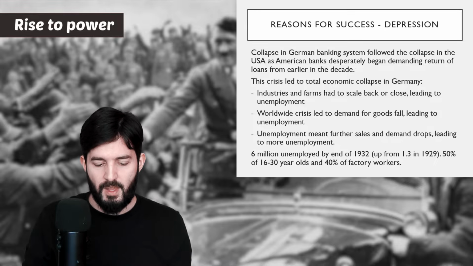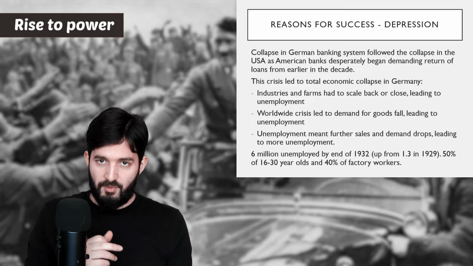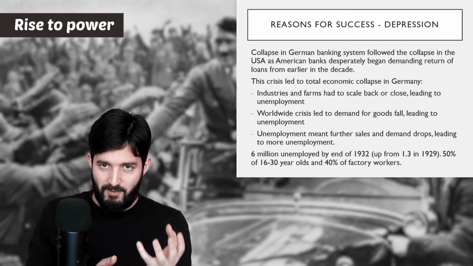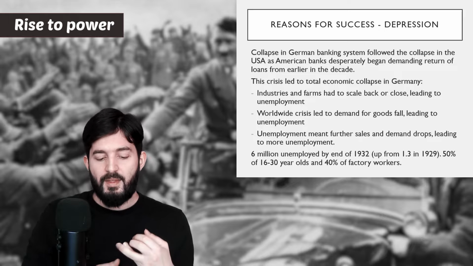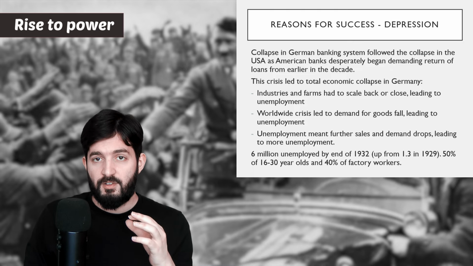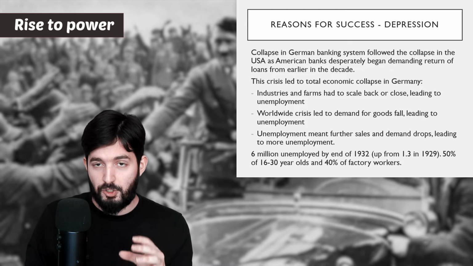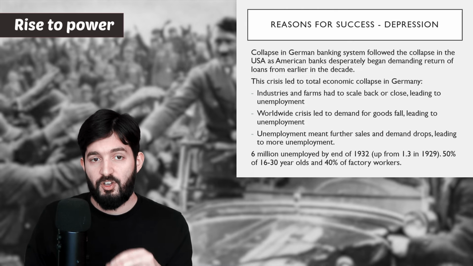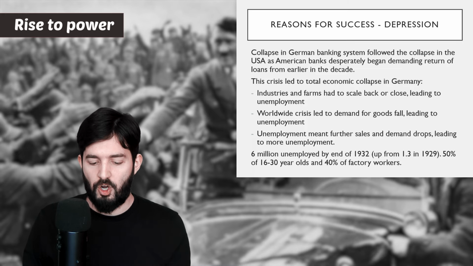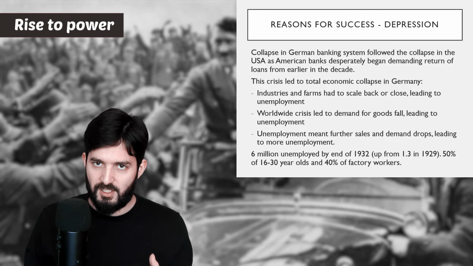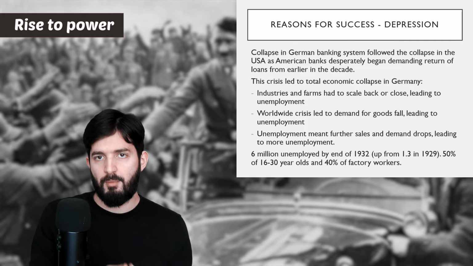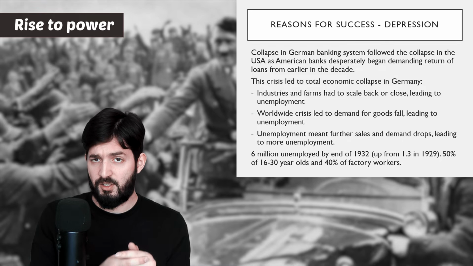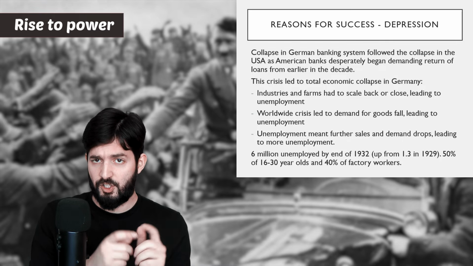So more unemployment. Because you've got unemployment from these two issues, farms and industry scaling back plus worldwide demand for goods dropping, that unemployment means there's an even greater reduction in the sales of goods, and demand for goods internally within Germany drops, which then creates, you guessed it, more unemployment. So you have this vicious cycle where unemployment creates more unemployment, because the key issue is that demand for goods is dropping, businesses are therefore failing, that creates more unemployment, and the cycle goes on and on.